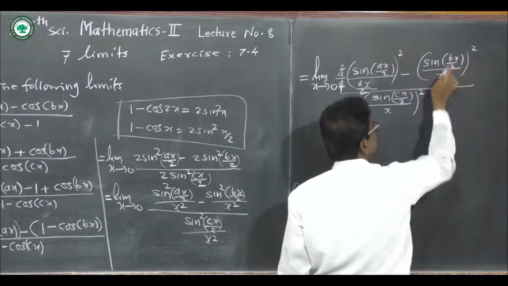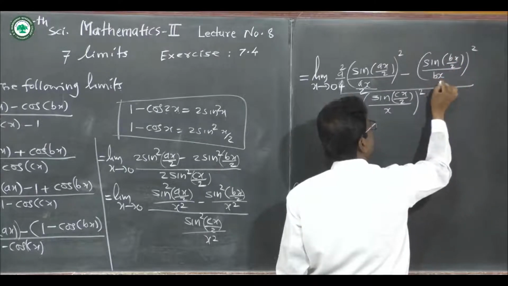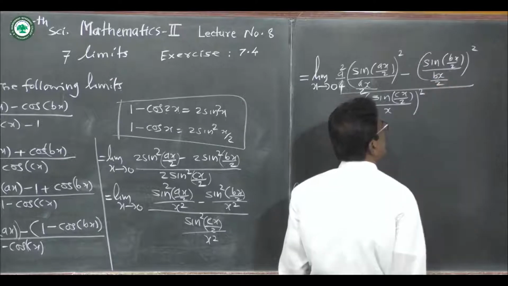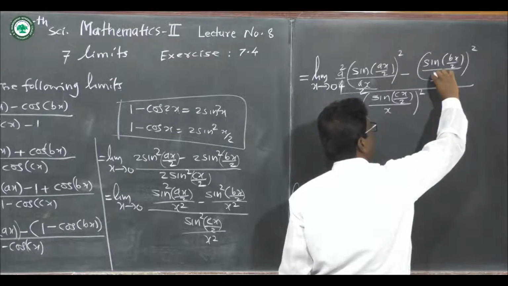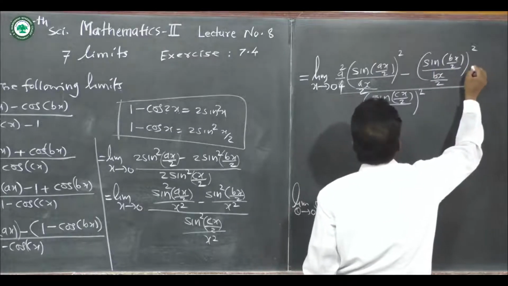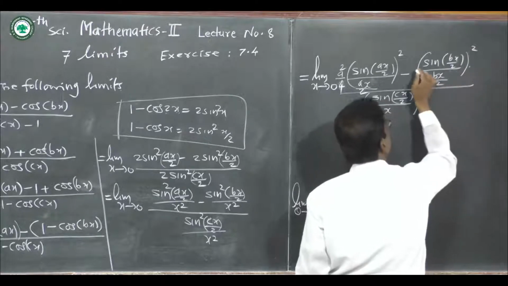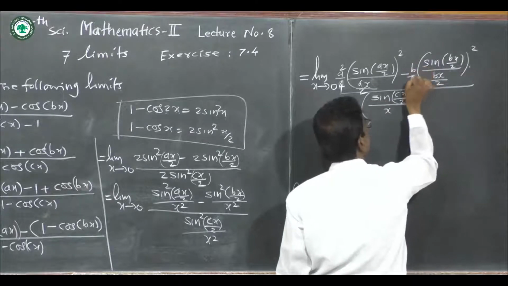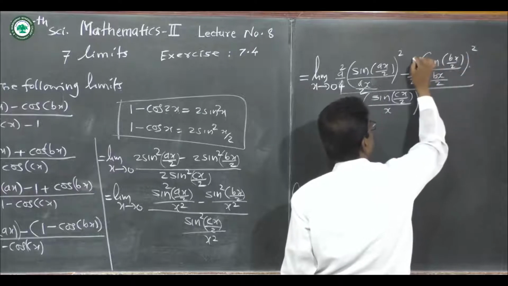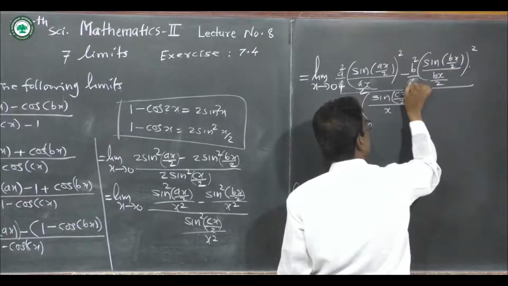Now here sine of bx upon 2, the angle is bx upon 2 and here divided by x, so we have to adjust this b by 2, so take here b divided by 2, bx divided by 2. Now we have to cancel this b by 2, so multiply by b by 2 here, but here square, so take here b square divided by 4.